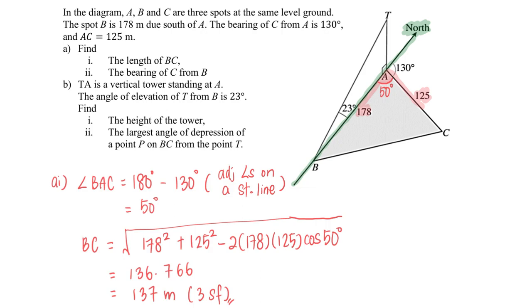The bearing of C from B. Okay, since we are talking about the bearing of C from B, and B has the north arrow drawn already, the ending line is BC. I'm going to use a different color. I'm going to draw starting from the north arrow in a clockwise direction until it stops at the line BC. So this angle is the angle that equates to the bearing that we are going to find.